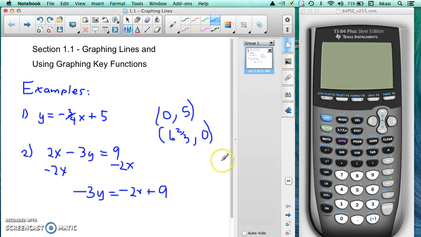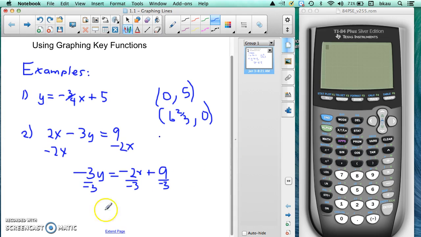And then we're going to divide by -3. So if we divide every part by -3, we're going to end up with y equals, now in this case we have 2 negatives there, so it's positive 2/3 x, and then 9 divided by -3 is -3. So we're going to plug that in. We're going to do the x and y intercepts and find out what those are.